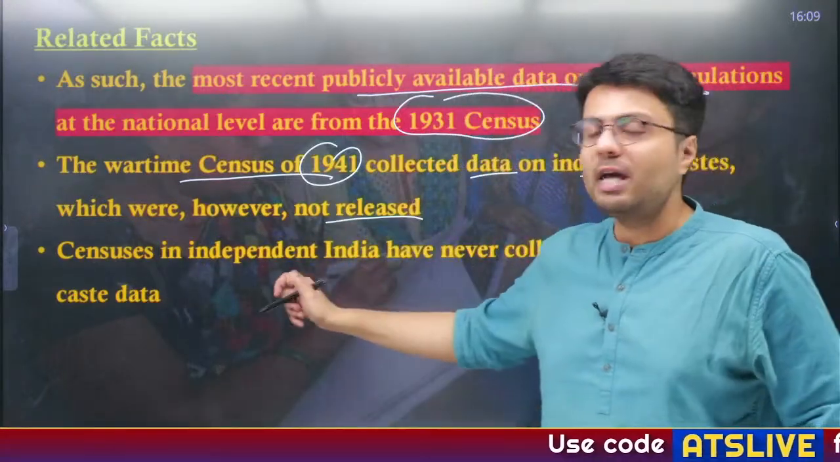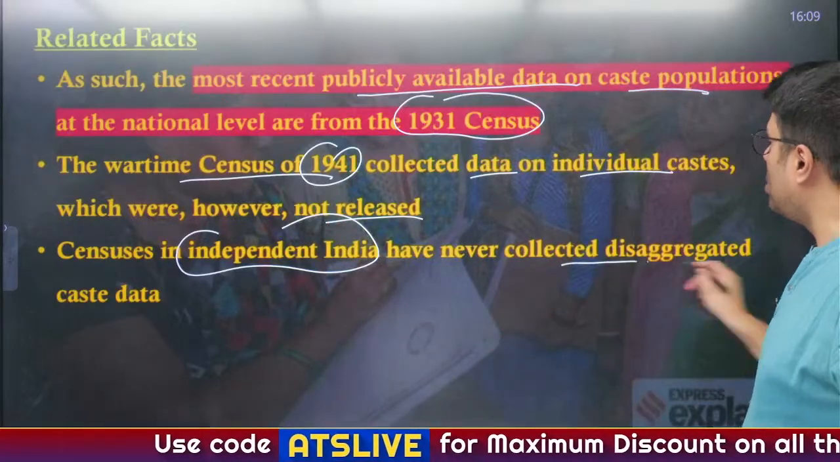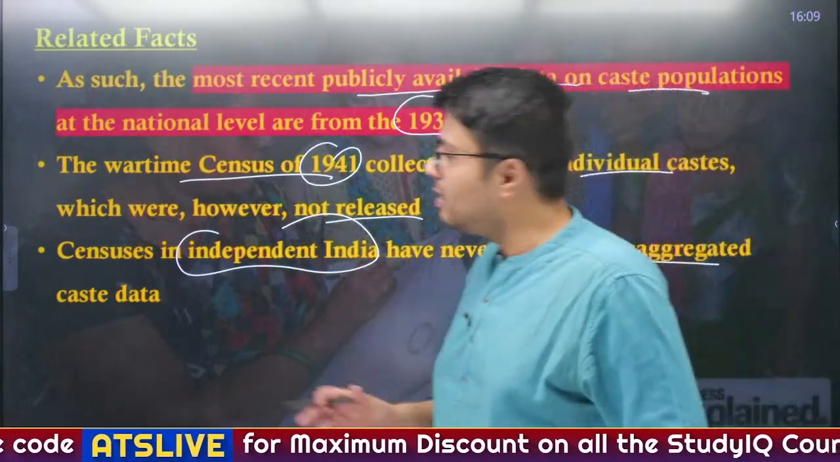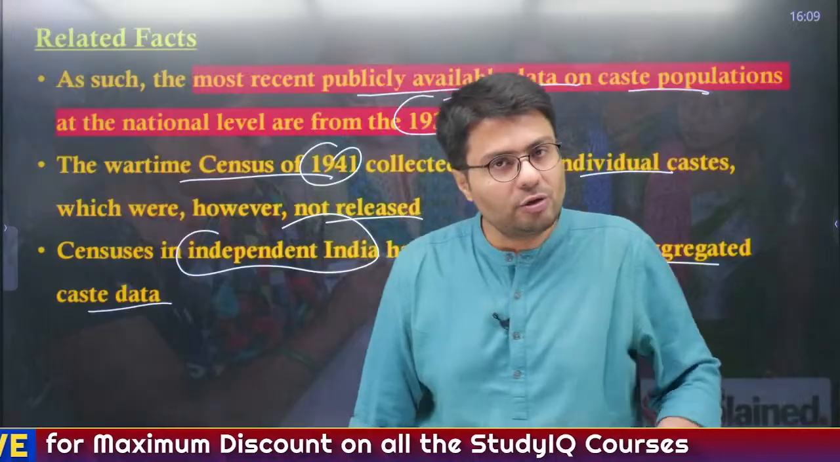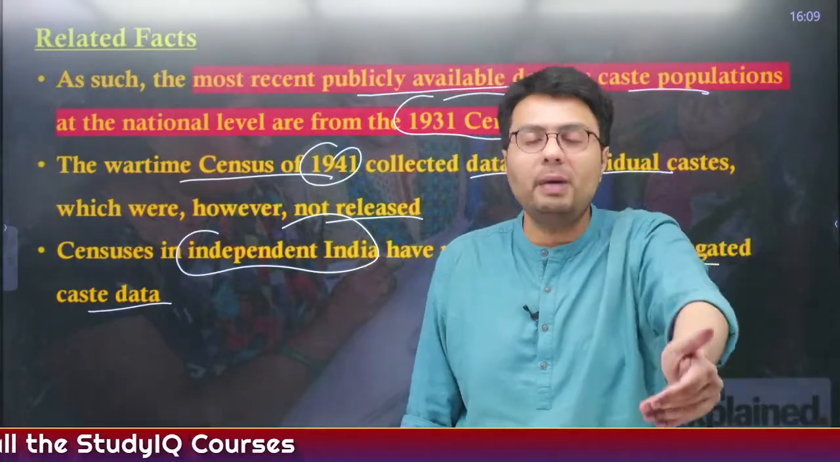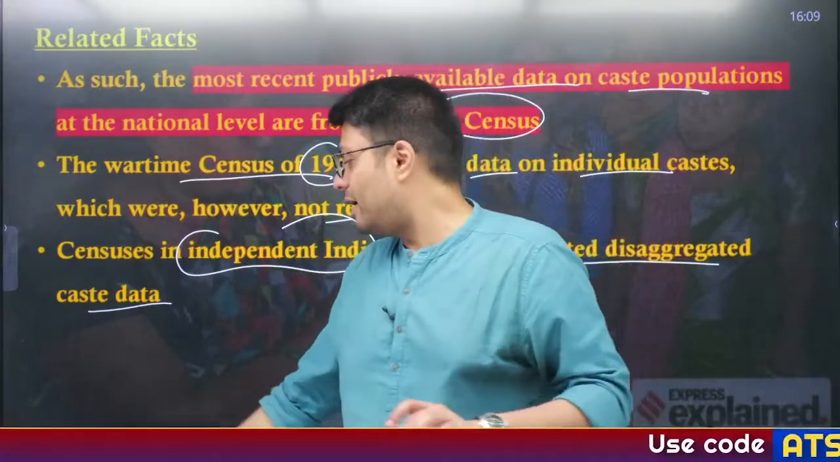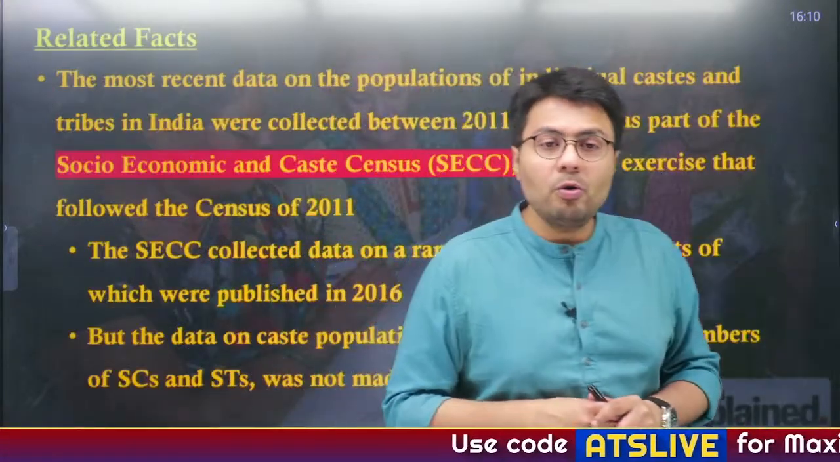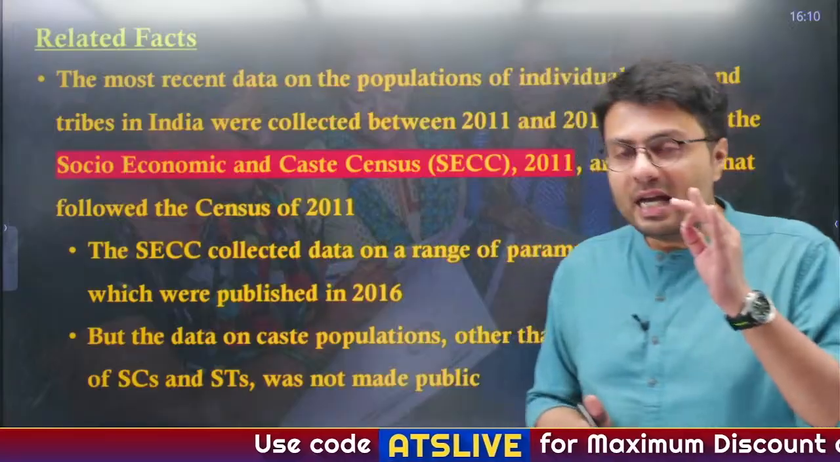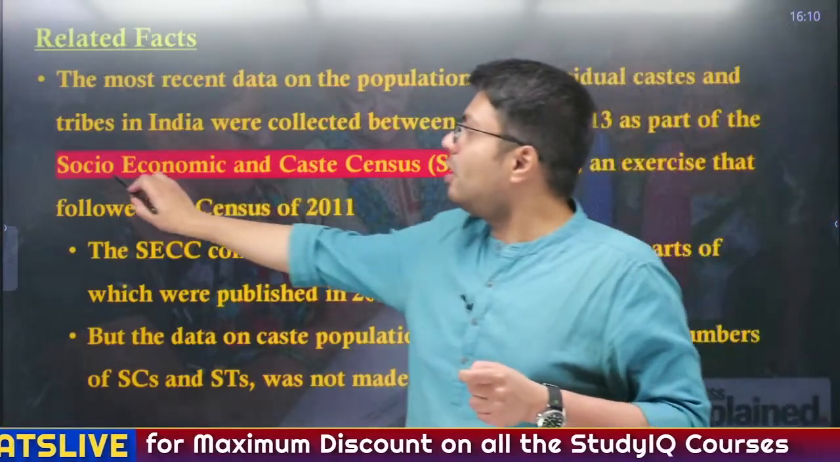And in the census which happened in independent India, it was consciously decided not to collect and collate the data relating to caste, as it was feared it would perpetuate and exacerbate the divide between different castes which already existed in India, right?